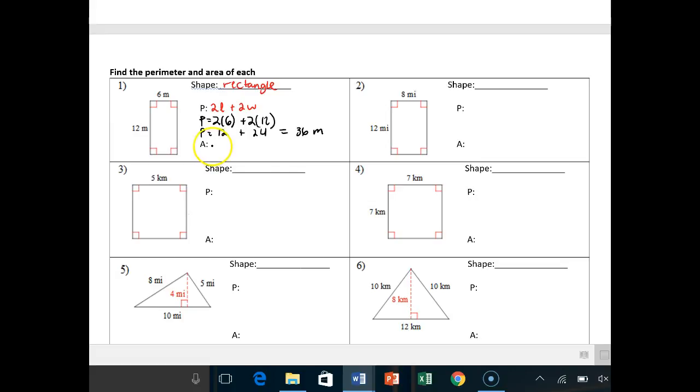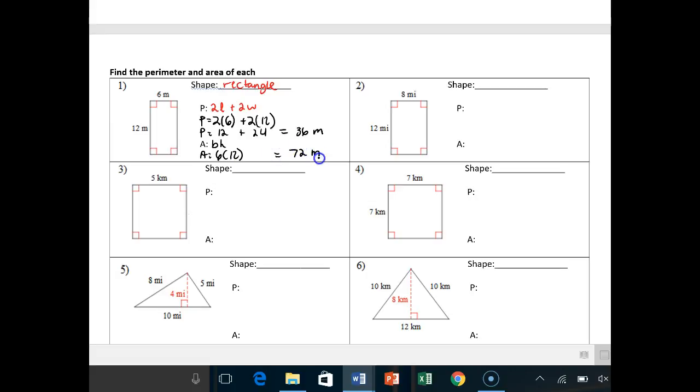For your area, it's length times width, or base times height. So basically here you're saying area is equal to, it doesn't matter which number you put in, because 6 times 12 is the same thing as 12 times 6. But usually the base is what we can consider something like a bottom number, or something that the shape can lie on. Now it could lie on either of these. In this case, I'll just say it's 6 times 12. And in this case, it's 72.